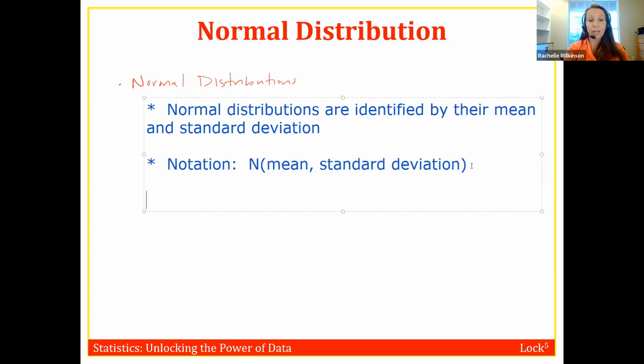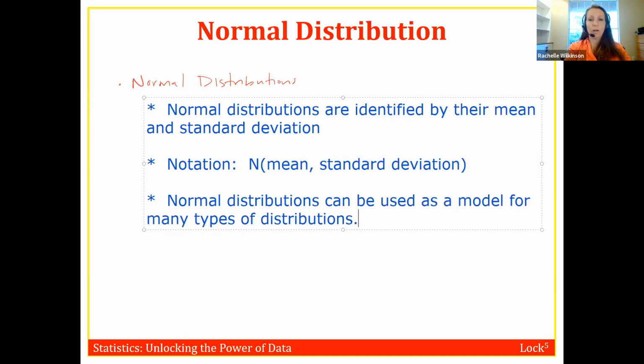The reason why we talk about normal distributions is that they can be used as a mathematical model for many types of distributions. On the previous slide, we saw that, in general, randomization distributions and Bootstrap distributions tend to have that characteristic normal distribution look. And if you remember, the whole reason we were doing Bootstrap and randomization distributions is that we were trying to mimic the sampling distribution.